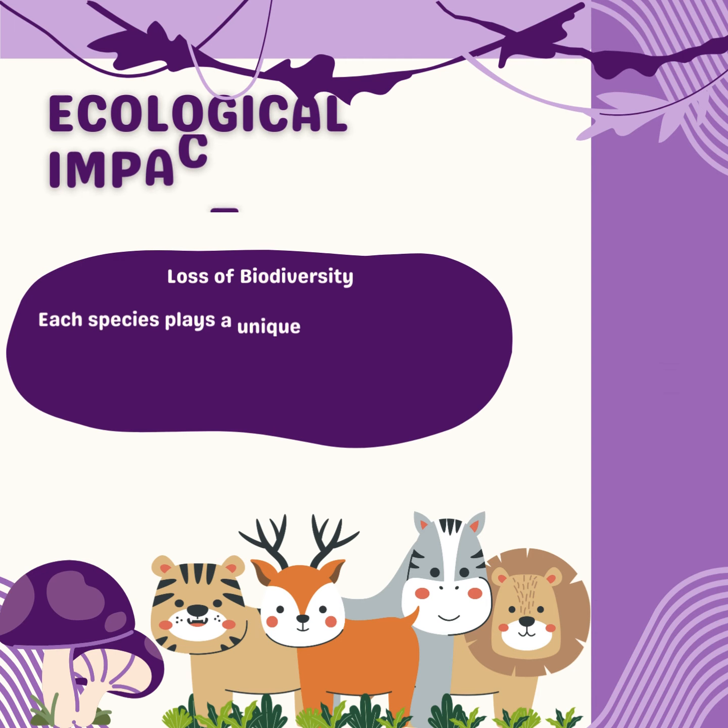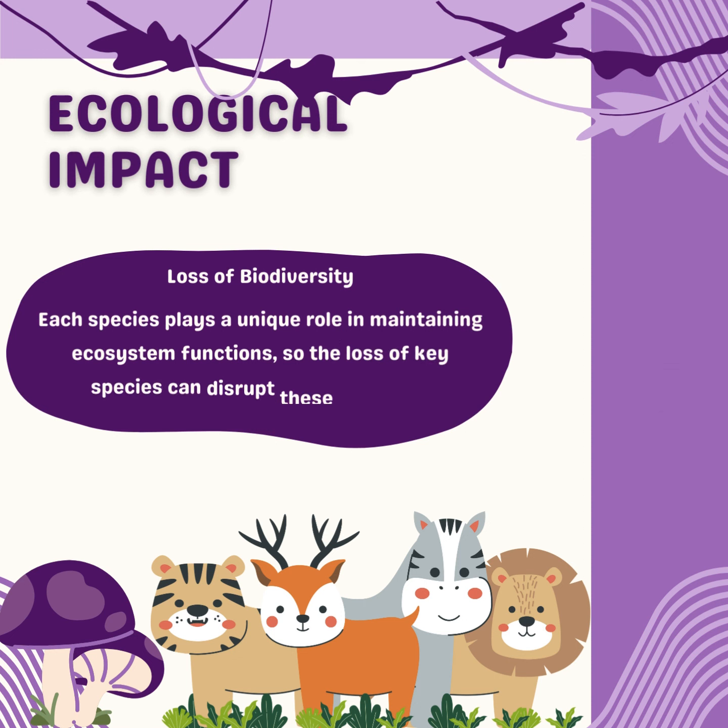So some ecological impacts that can occur is a loss of biodiversity. Each species plays a unique role in maintaining ecosystem functions, so the loss of key species can disrupt these functions. This can be like if the main predator is taken out, then there can be an overpopulation of all the other animals, which can eat all the food that's left over, like plants. If there are not a lot of predators, herbivores will most likely overrun the area, then all the plants will die, then they'll have no food.